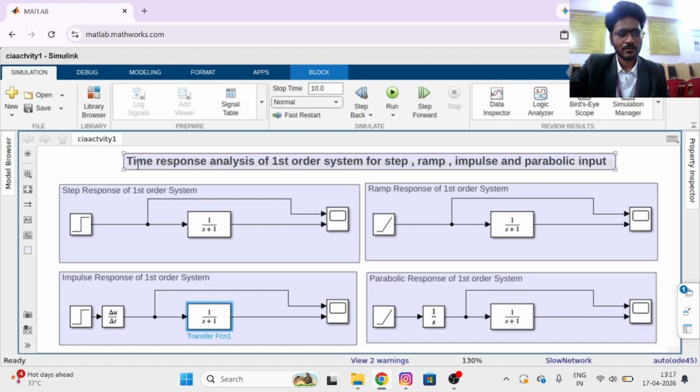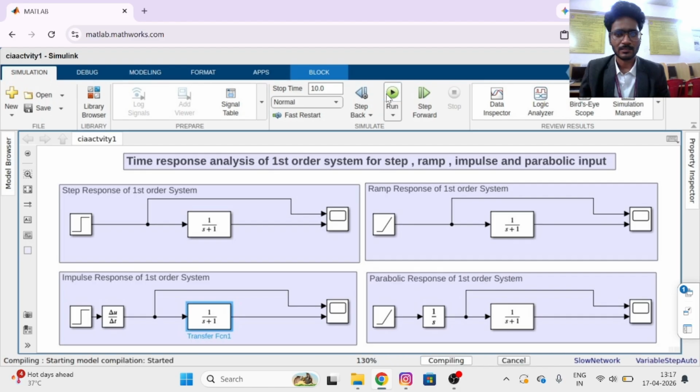So my topic of discussion is the time response analysis of the first order system for the step, ramp, impulse and parabolic input. First is the step response of the first order system, in which the step block is taken from the library. Next is the transfer function and the scope for analyzing the response of the output with respect to input.